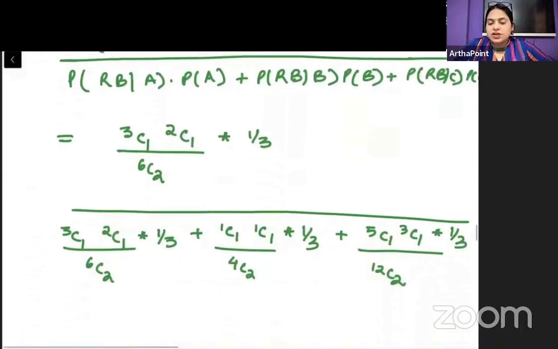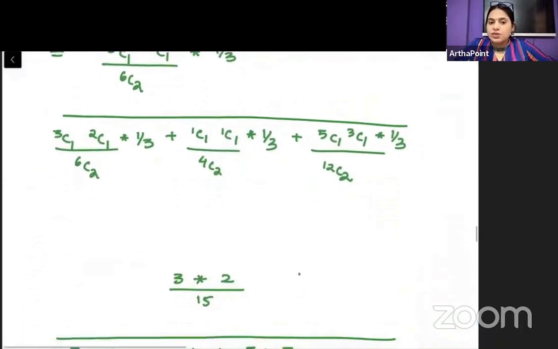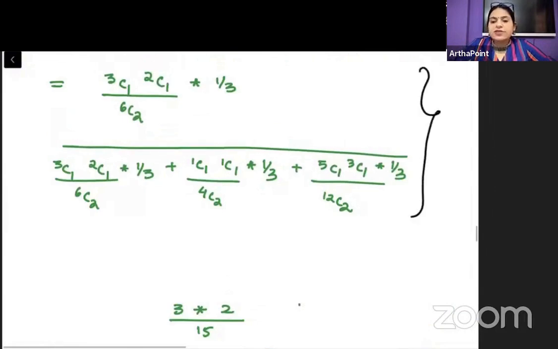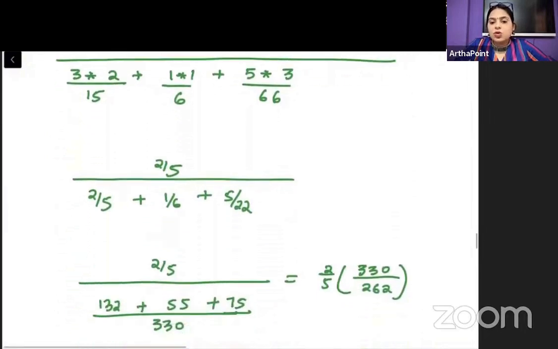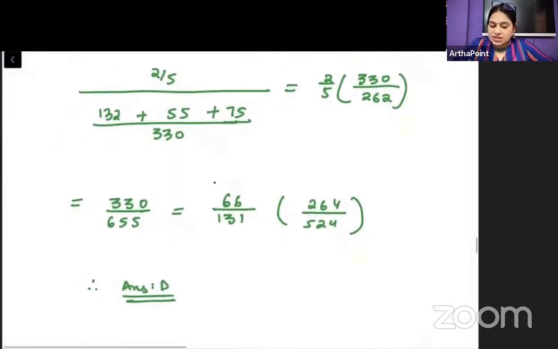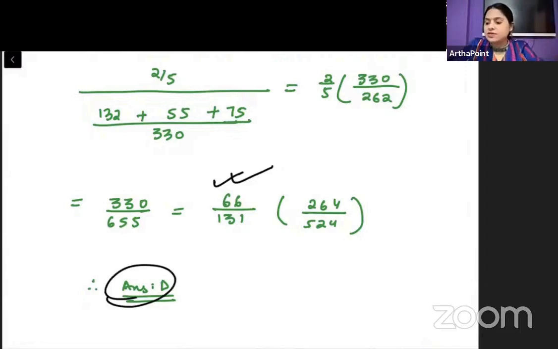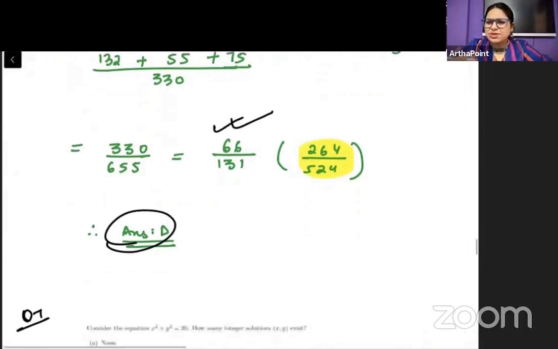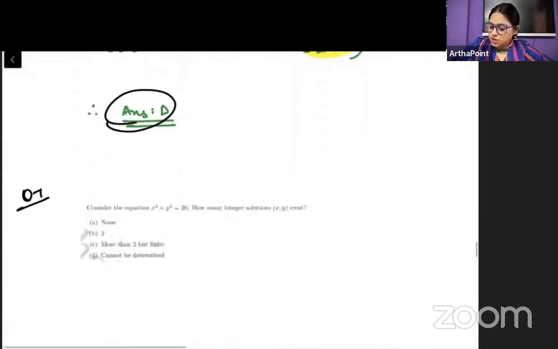I am leaving the rest up to you. When you open this up, you will get the answer as 66 by 131, which is option D. It is written without dividing, in bigger numbers, so they have given option D as 264 by 524. And that will be the answer to this question. Very simple, just use Bayes theorem.